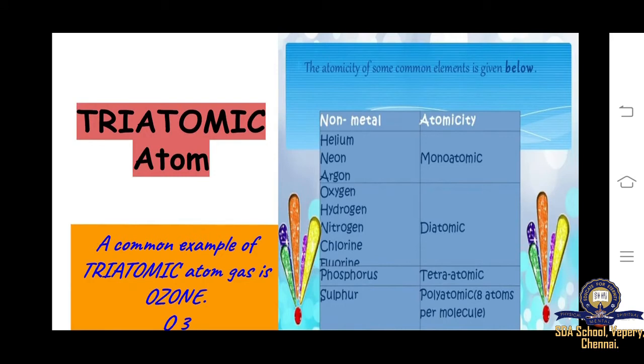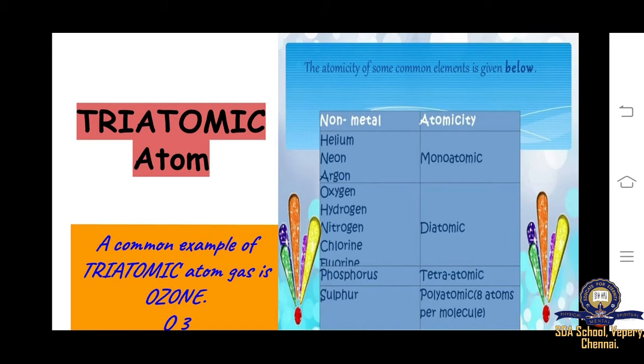Next, triatomic atoms. A common example of a triatomic molecule is ozone gas. We can represent it as O3, that is oxygen 3. We have the ozone layer above our earth, which protects us from the sun's rays directly contacting the earth. So ozone is triatomic in nature.